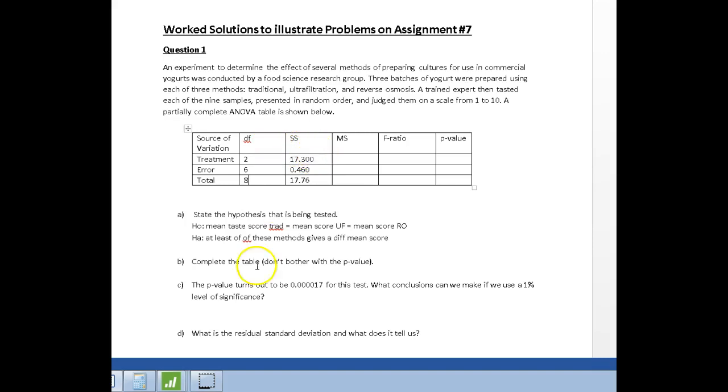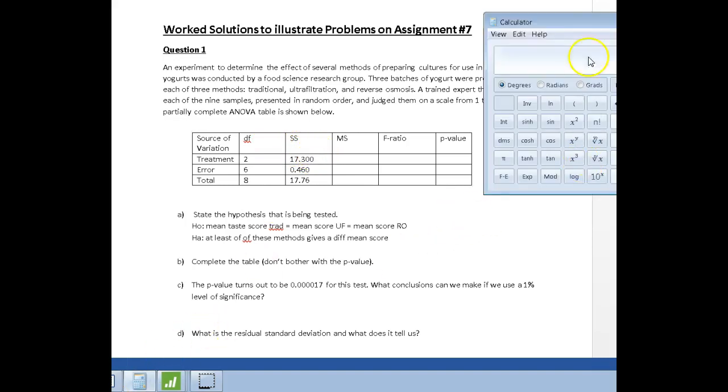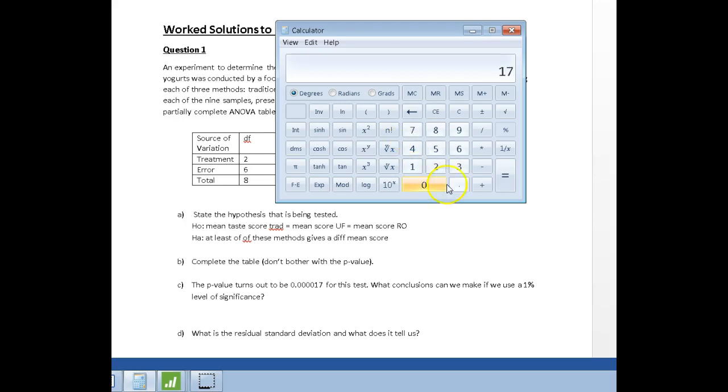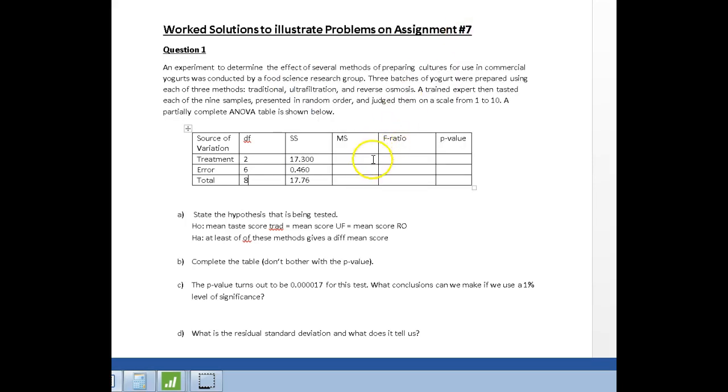Alright, once we have our sum of squares, I'm going to need my calculator here now. To get the mean squares, you take the sum of squares and divide by their respective degrees of freedom. So we got 17.3, geez, I should need a calculator for this, divided by 2 gives me 8.65, which goes in this block right here.